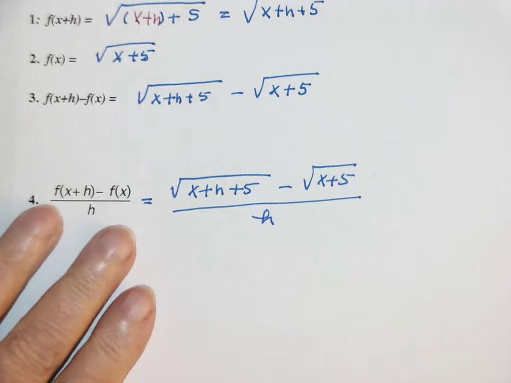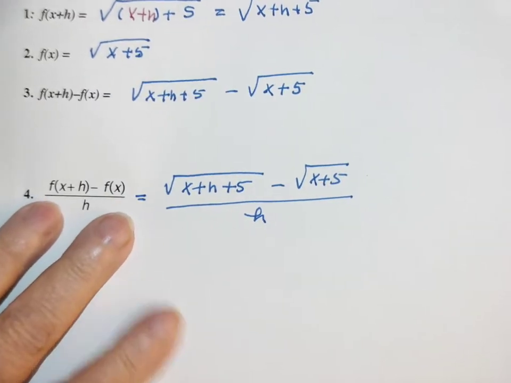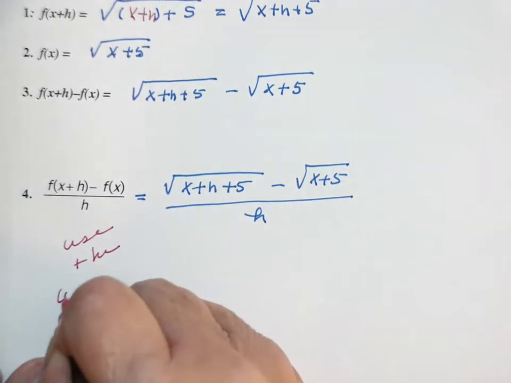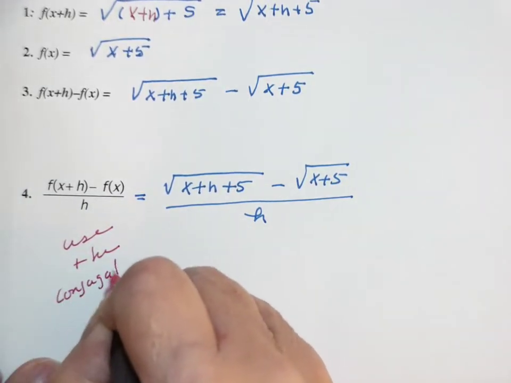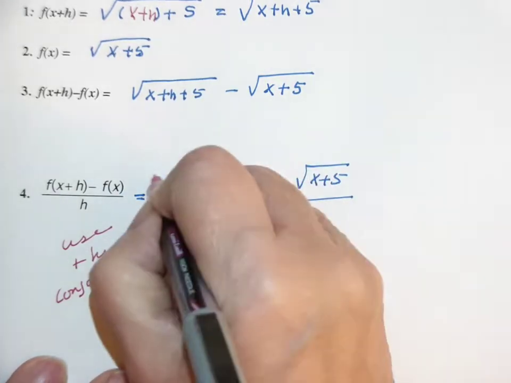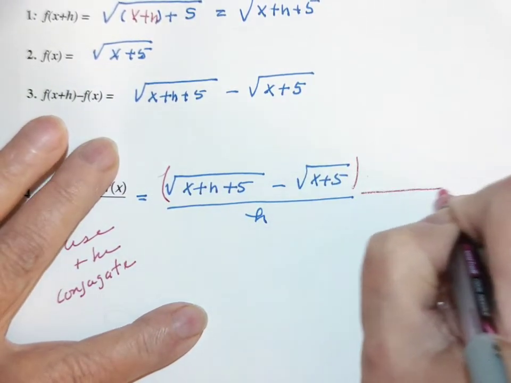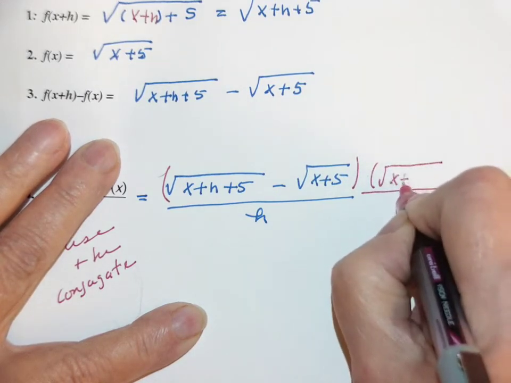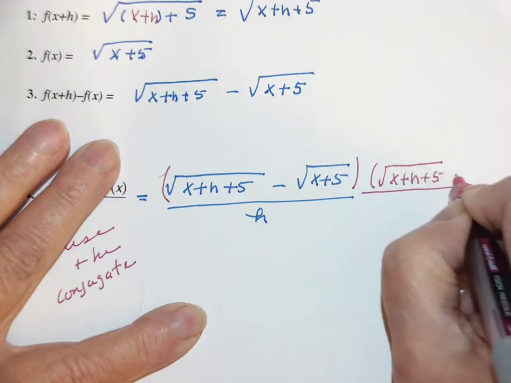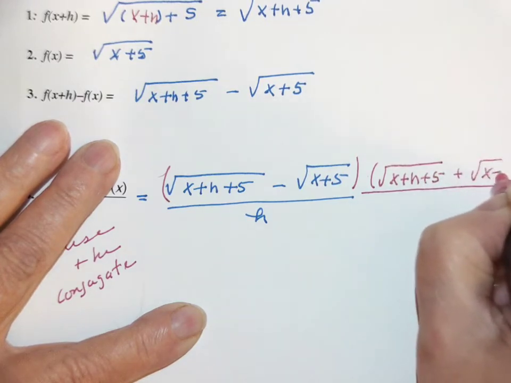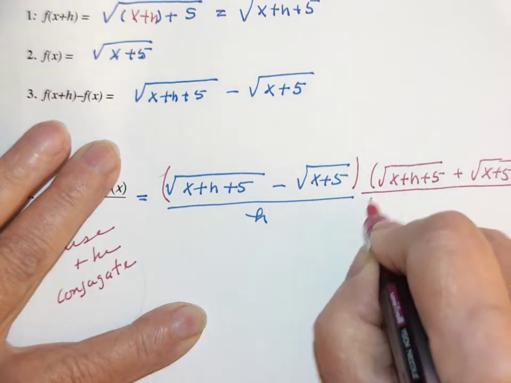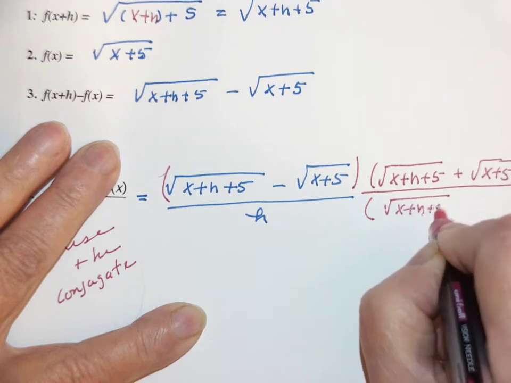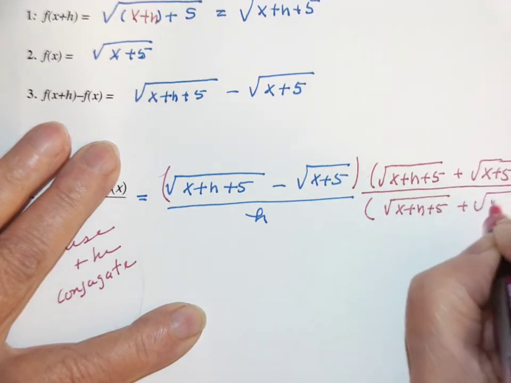Well, the algebra is exactly what we did with something like this with radicals. I need to use the conjugate. So I'm going to multiply the numerator by the square root of x plus h plus 5 plus the square root of x plus 5, and the denominator by the same, the square root of x plus h plus 5 plus the square root of x plus 5.